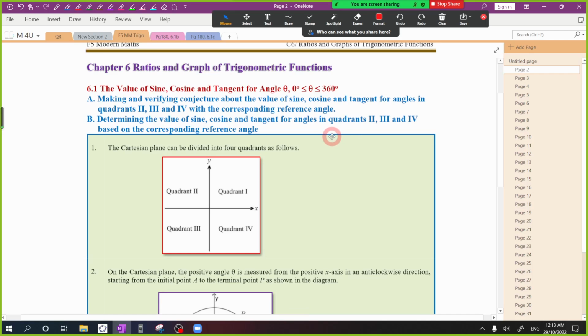Hi everybody, in this video let's look at chapter 6 from Form 5 Modern Math, chapter 6, ratio and graph of trigonometric functions. In this video I will just focus on 6.1, the value of sine, cosine and tangent for angle theta 0 degree until 360 degree. So I hope that you still remember this SOH CAH TOA.